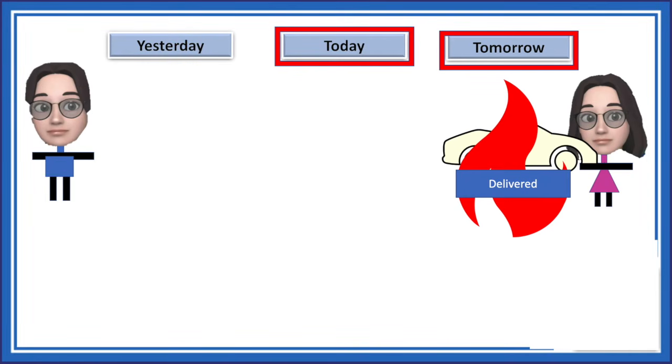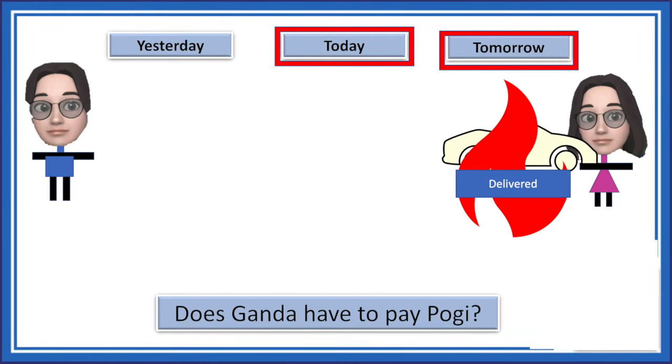Thus, Ganda has to pay Pogi. The answer is yes. Upon delivery ng car sa kanya, there was already transfer of ownership, di ba? So, si Ganda na ang owner ng car at the time it was destroyed. And, ang sabi ko kanina, res perit domino, the owner bears the risk or the loss. And so, si Ganda ang magbe-bear ng loss. She needs to pay the amount of 1 million peso to Pogi, okay?